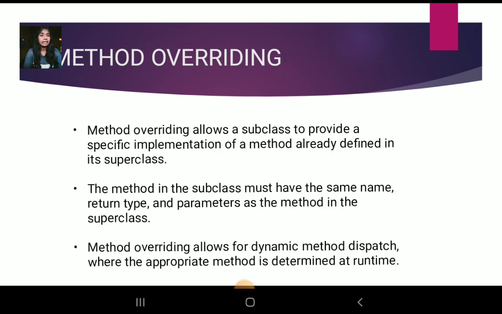Method overriding. Method overriding allows a subclass to provide a specific implementation of a method already defined in its superclass. The method in the subclass must have the same name, return type and parameters as the method in the superclass. Method overriding allows for dynamic method dispatch, where the appropriate method is determined at runtime.